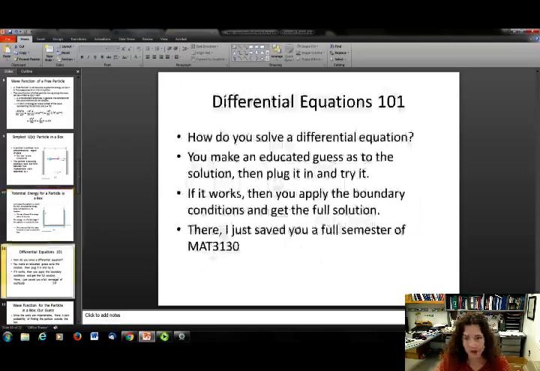Okay, differential equations 101. How do you solve a differential equation? You make an educated guess as to what the solution would be, and then you plug it in and you try it. And if it works, then you apply what are called the boundary conditions and you get the full solution. Okay, so there you go. I just saved you a full semester of differential equations. That's what they're going to tell you time and time again, and then they're just going to say, how do you make an educated guess? What are educated guesses for certain scenarios? That's differential equations.